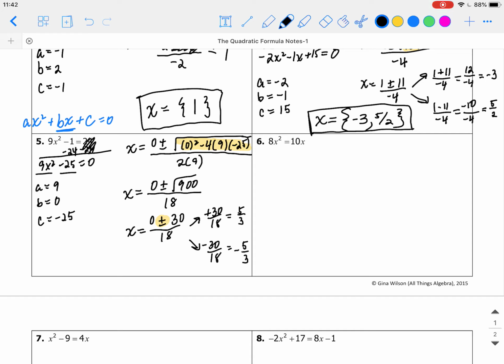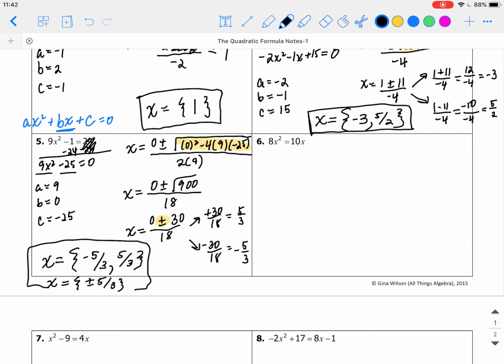So I'm going to write my x equals. I'm going to put my smaller term first. Again, this is just math notation. We like to have our smaller ones first. And I have negative 5/3 and 5/3. Another way you might see this written, you might see it written like this. So x is equal to plus or minus 5/3. They mean the same exact thing, okay?